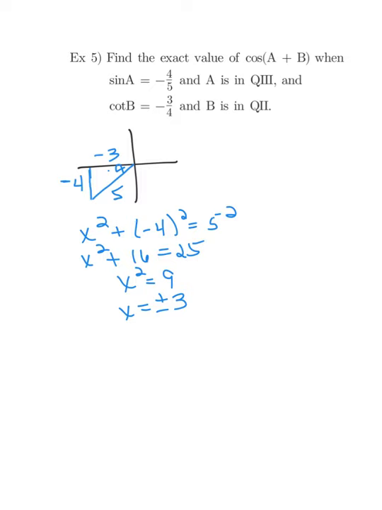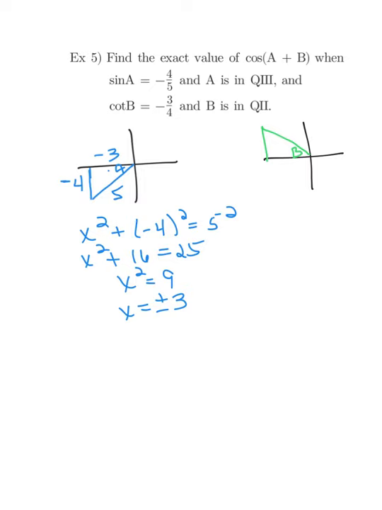Now draw an angle for B. What does it tell us about angle B? Angle B is in quadrant 2. So we're going to go from the center out, make a perpendicular to the x-axis. Angle B is between the x-axis and the diagonal line you drew.